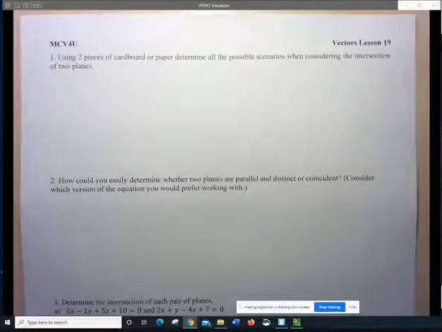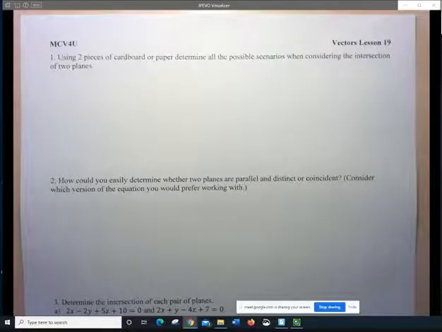All right, so this is lesson 19. So what we're going to do is continue on our trek to finding different ways of determining intersections. And what we're going to deal with today is the intersection of two planes.